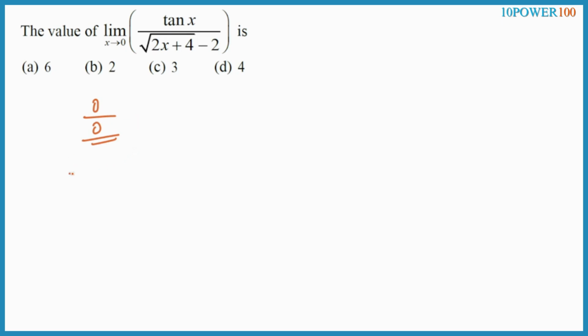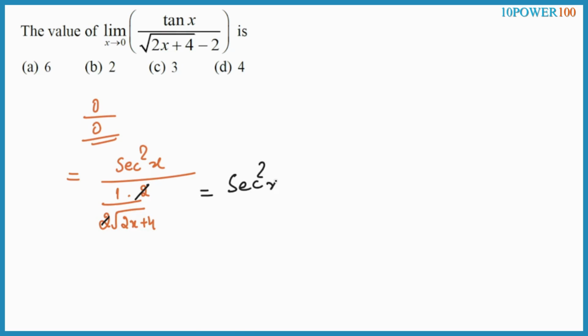If you are getting the 0 by 0 form, we have to solve using L'Hospital rule. So let's differentiate the numerator and denominator separately. The differentiation of tan x is secant square x, divided by the differentiation of root of (2x plus 4), which is 1 by 2 root of (2x plus 4), and minus 2 differentiates to 0, and 2x differentiates to 2. In this case 2 and 2 get cancelled out. We can rewrite this as secant square x into root of (2x plus 4).